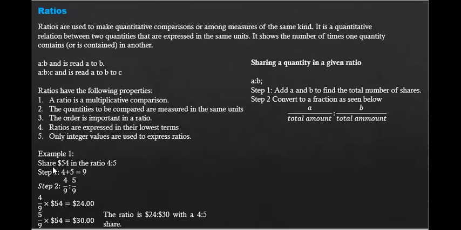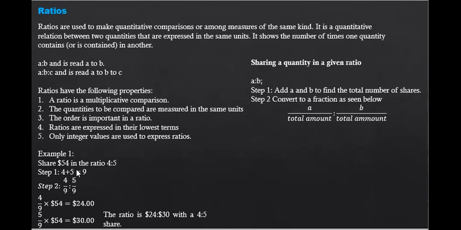For example, share $54 in a ratio of 4 to 5. So the first step is you're going to add the two to get the total of the ratio. So it's 9. And then we're going to convert each of these parts of the ratio into fractions. So it becomes 4/9 to 5/9.